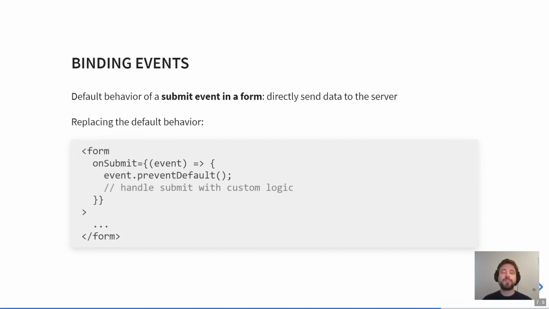I'm also going to use this opportunity to talk about the submit event in forms. For historical reasons, HTML forms have a default behavior which is undesired in many JavaScript applications. By default, a submitted form will send its contents directly to the server. If we want to suppress this default behavior, we can call preventDefault on the event object.